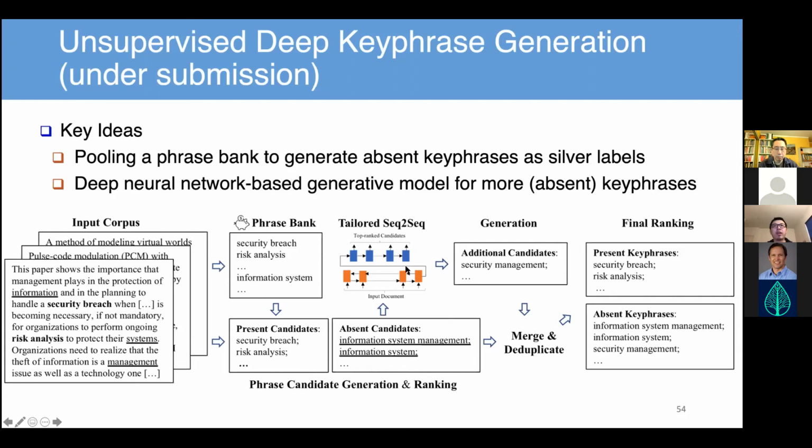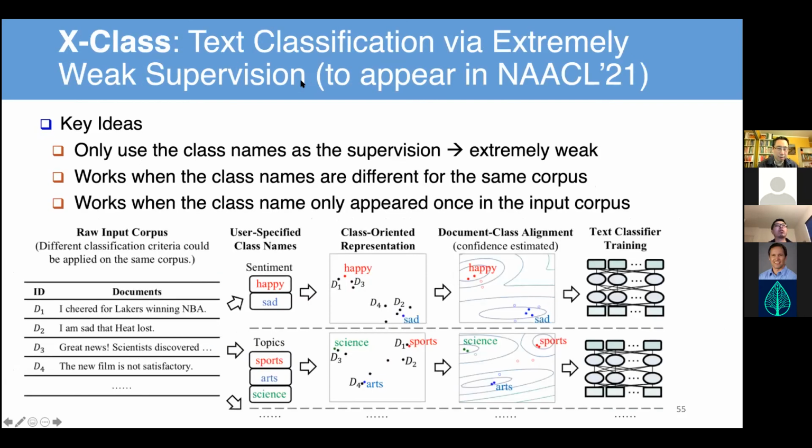And we will have a tailored sequence-to-sequence model to run generation. Hopefully we can get those absent keyphrases generated as well. So that's the idea for this unsupervised deep keyphrase generation. We have a recent work accepted to NAACL 2021. We were just notified last week. And the paper itself is already there on arXiv, before we submitted to NAACL.